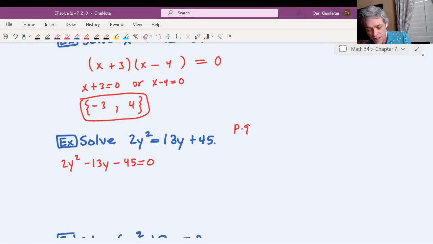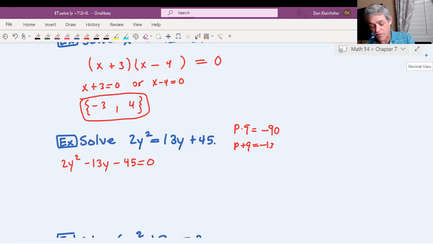I need to find 2 numbers that multiply to be the same as 2 times negative 45, that's negative 90, and have to add up to negative 13. Okay, so we need to multiply 2 numbers, getting negative 90, like 9 times 10 or 45 times 2. And we need to rig it so that they add up to negative 13. Since their product is negative, they have to differ in sign. And since their sum is negative, the one with the bigger absolute value will be the negative one.